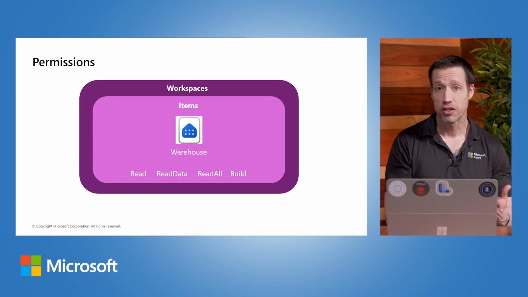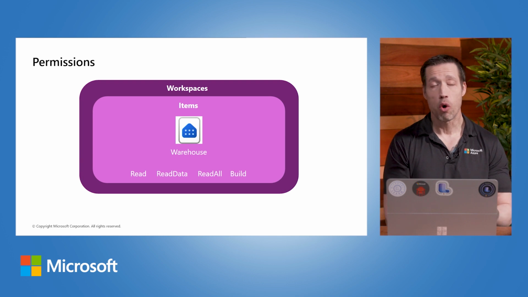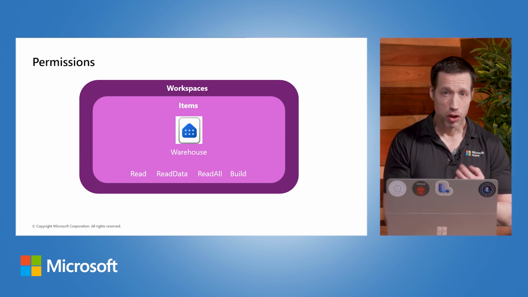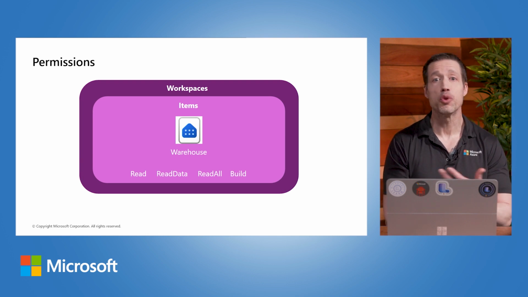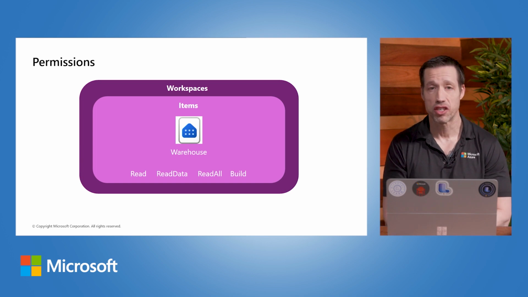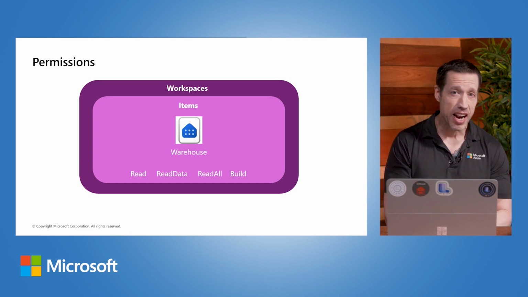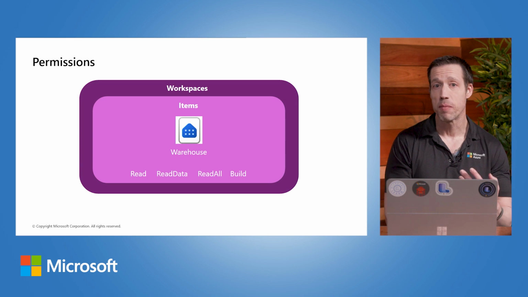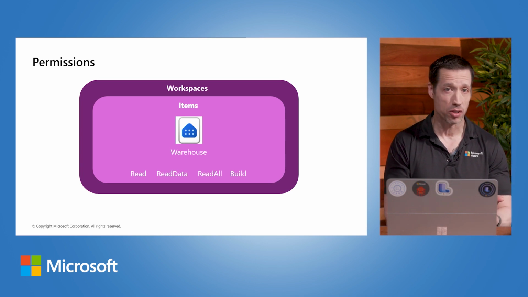You can grant permissions to users via T-SQL or in the Fabric portal. You can grant the following permissions to users who need access to your data warehouse. The read permission allows the users to connect using SQL connection strings. The read data permission allows users to read data from any table or view within the warehouse.